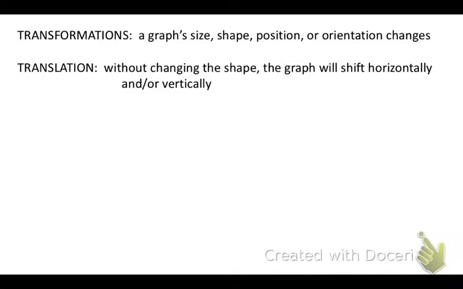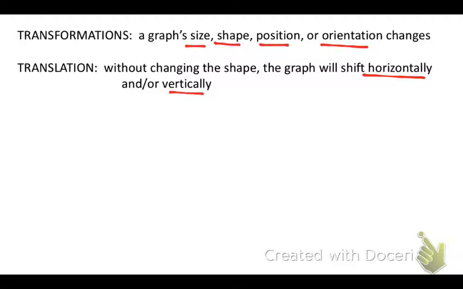New absolute value functions come from the parent functions. They can transform and/or translate. So a transformation means that the graph's size, shape, position, or orientation changes. Versus a translation, that means it's just shifting. It's going to either shift horizontally and/or vertically.